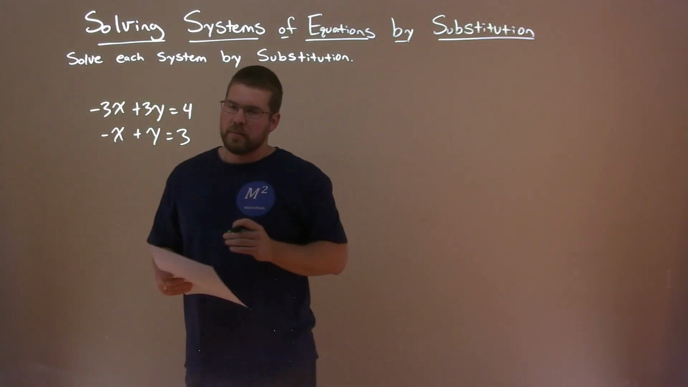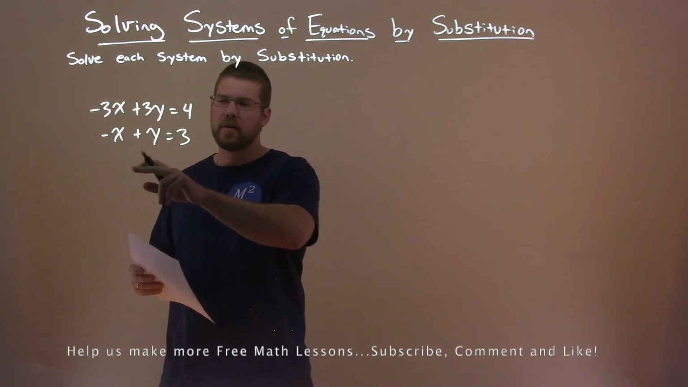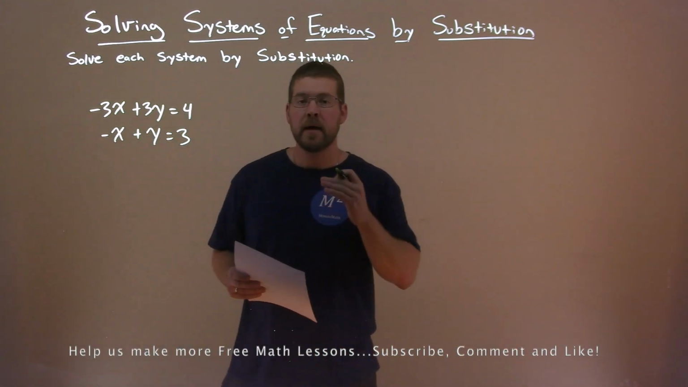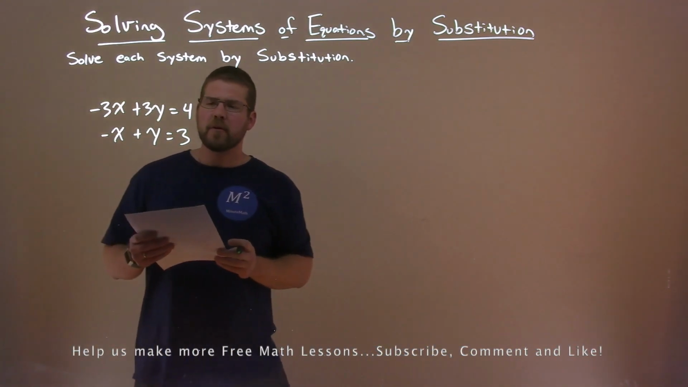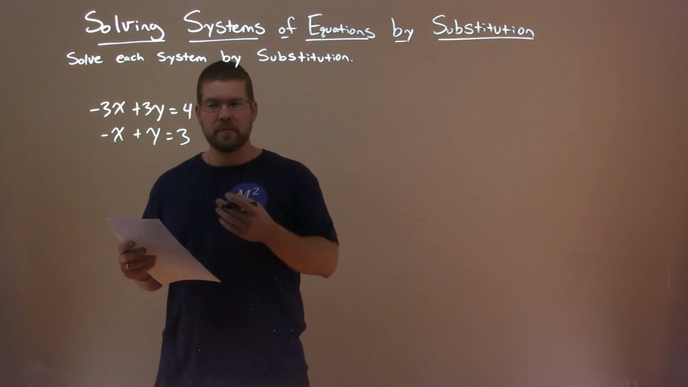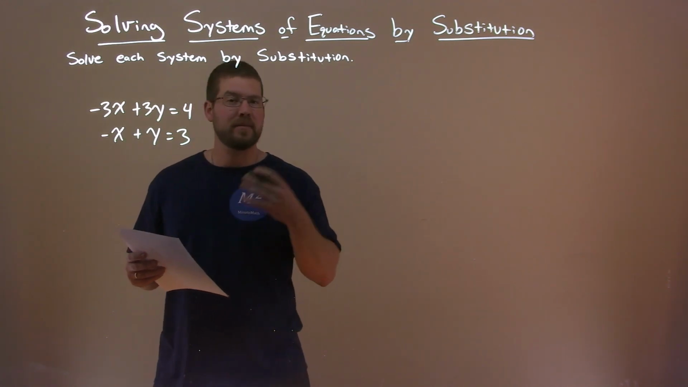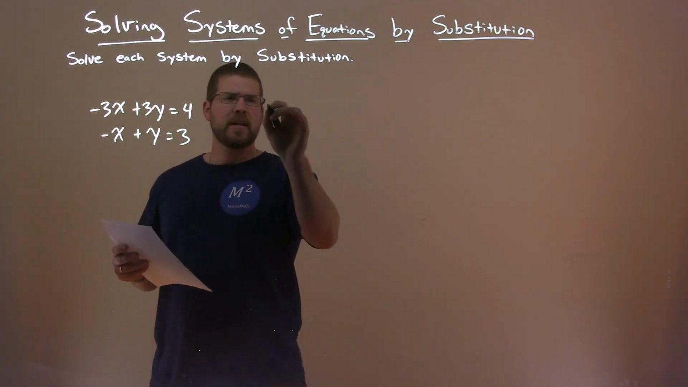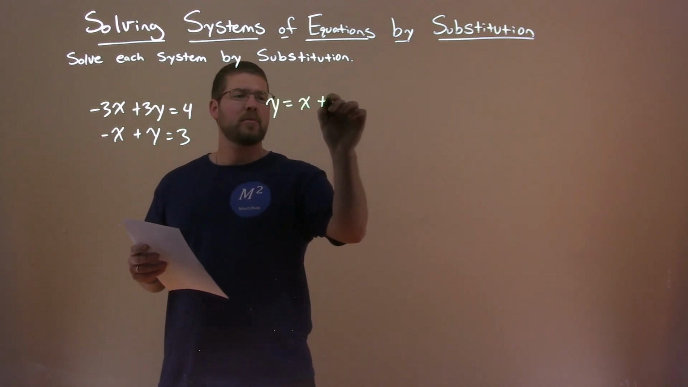We're given this problem here, minus 3x plus 3y equals 4, minus x plus y equals 3, and we want to solve the system by substitution. My first goal is to see if I can get a variable by itself in one of the equations fairly easily. The second equation looks simple. All I have to do is add an x to both sides and y is by itself. So if I did that, y equals, add an x to both sides, x plus 3.